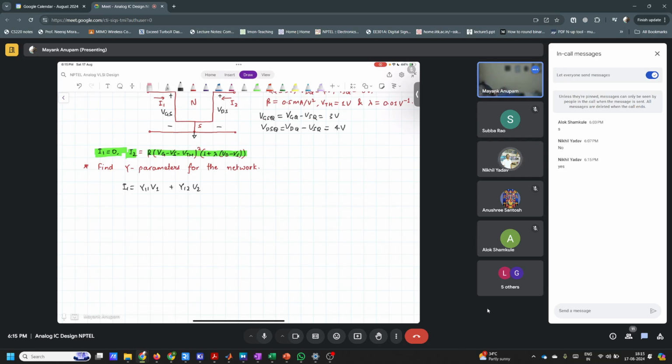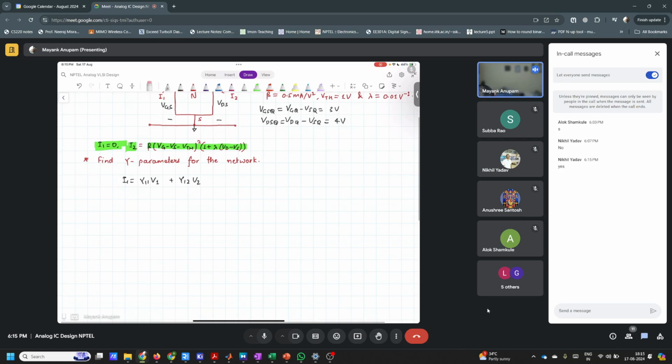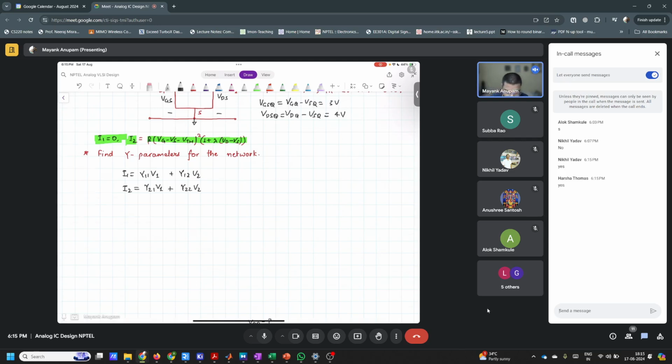Okay, yes, so correct. What is I2? You can speak up whenever you want to. Unmute yourself and speak up, please. What is I2? I2 is Y21 V1 plus Y22 V2. Correct. So this is fine. These are the relationships which we know, correct?